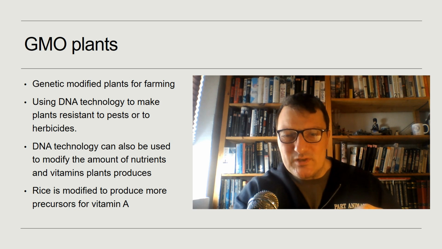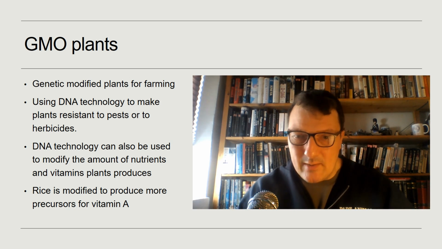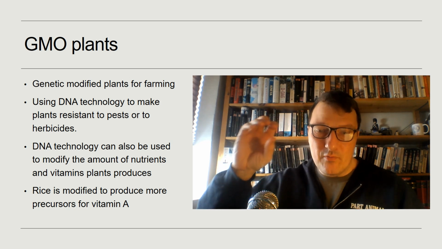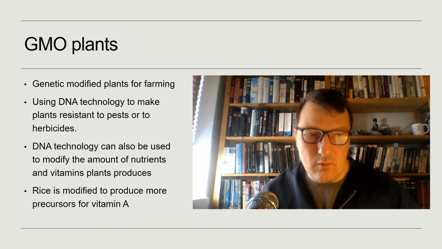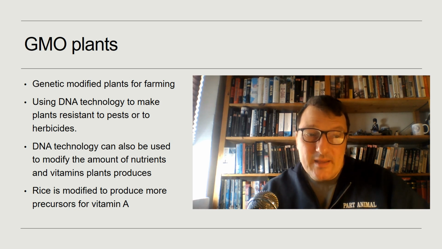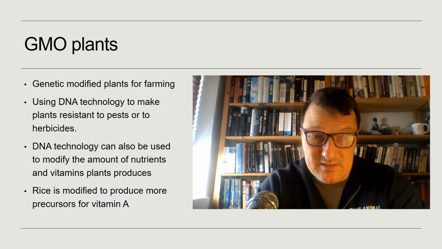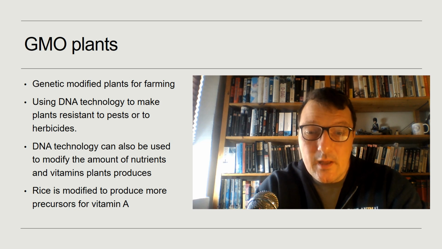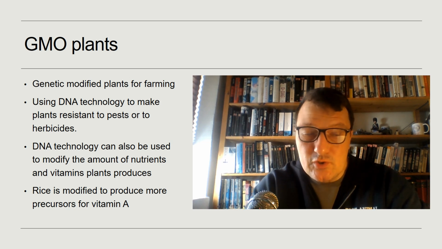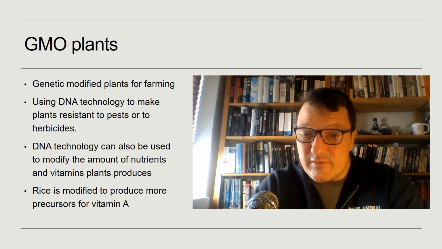But with GMO, we simply skip the process of the many generations of selection, and we simply go for, okay, we want this plant to express more of this protein, so we go in and add the DNA code for that. It has been used to make plants resistant to pests or to specific pesticides, herbicides, which will make farming more efficient. And it has also been used to make plants have a larger amount of specific nutrients.